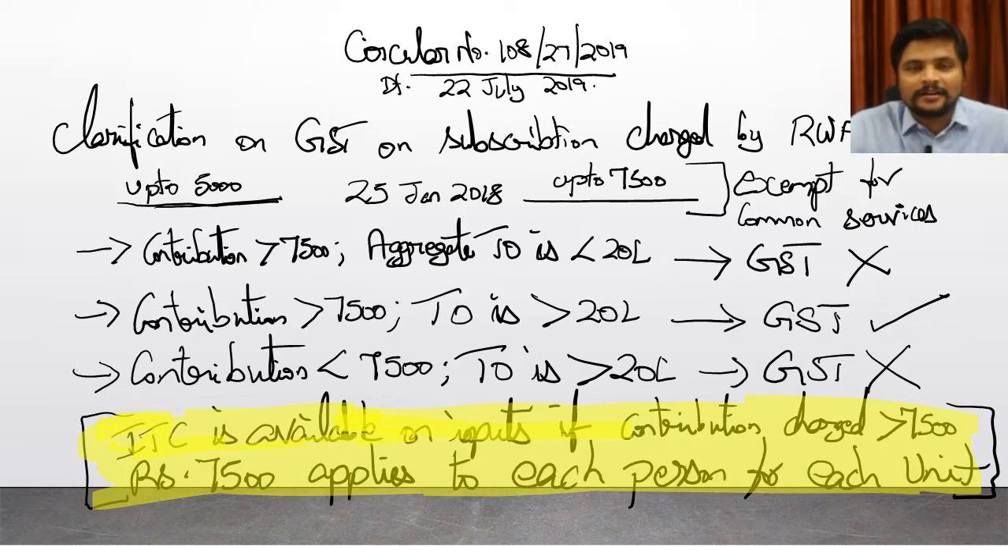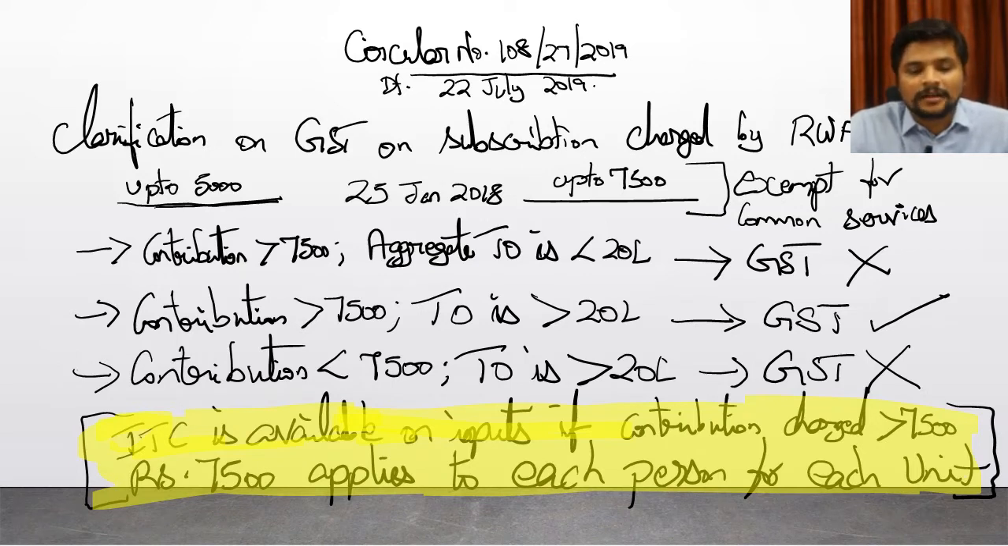Scenario number 3. Here the contribution is less than 7,500 rupees, but the turnover in the financial year exceeds 20 lakhs rupees. The registration provision says that the person has to get himself registered and the tax has to be paid. But this circular says that since the contribution is less than 7,500 rupees, the GST shall not become applicable. So on reading these two provisions simultaneously, since the contribution is less than 7,500 rupees, the GST will not become applicable.